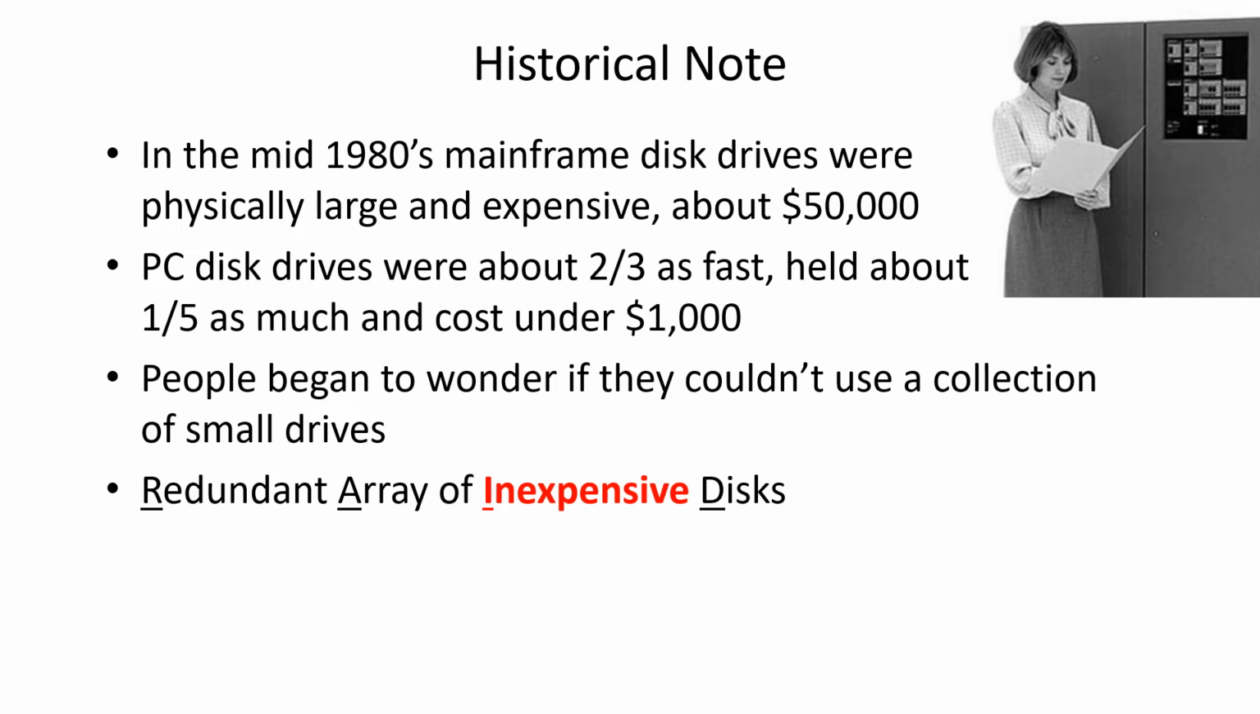Now, about that time, home computers were coming out, and the PC disk drives were about 2/3 as fast as the big expensive drives, and they didn't hold nearly as much space, only about 20% as much space as the big disk drives. But they cost under $1,000 as opposed to the $50,000 or more of the big disk drives. So the people who were paying the big money began to wonder if they couldn't use a bunch of small drives put together. Originally, RAID stood for Redundant Array of Inexpensive Disks. After a while, they changed inexpensive to independent.